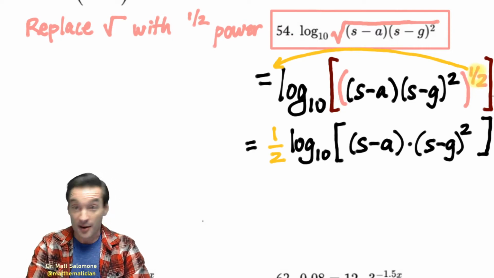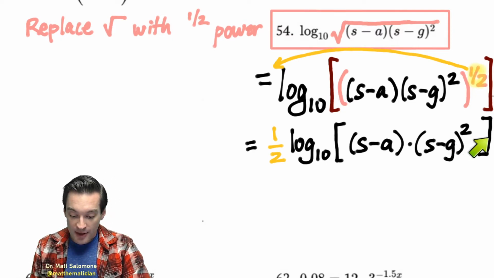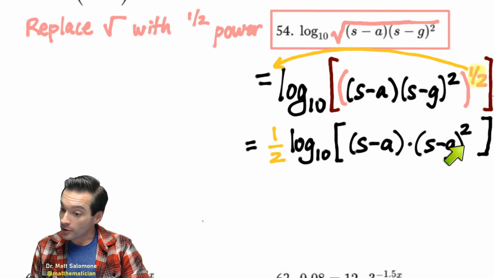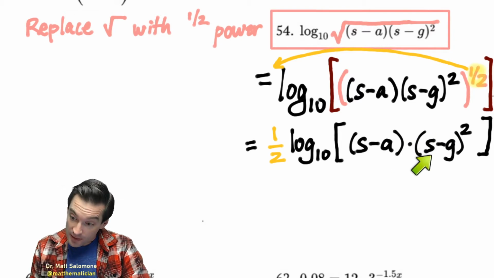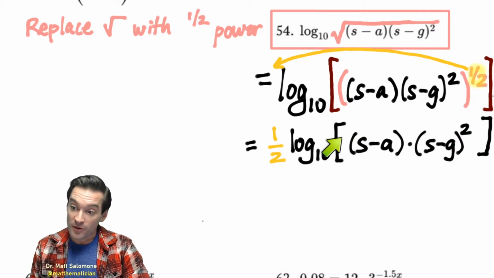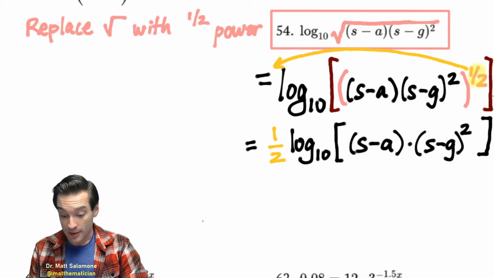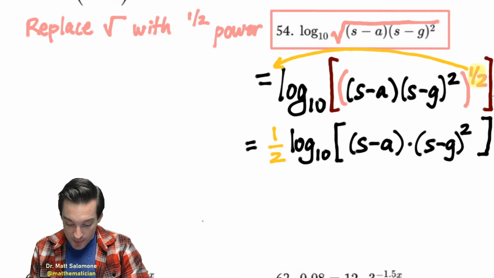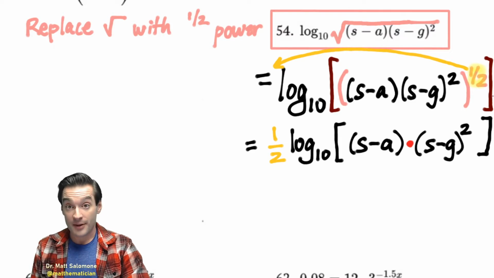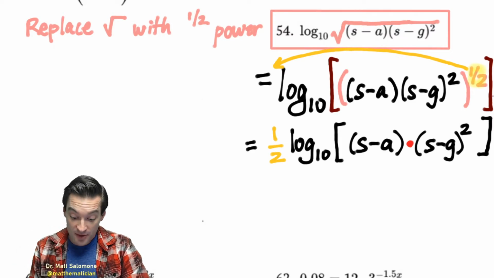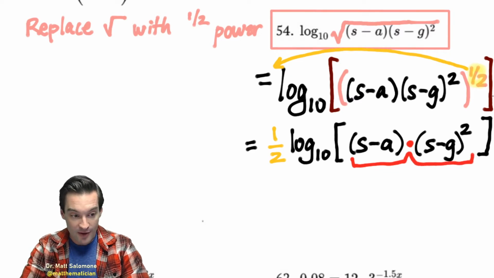So what happens next? Again, thinking about it from the outside in, this second power, according to the order of operations, applies to the s minus g. And this multiplication then connects the s minus g squared with the factor of s minus a that's next to it. So it's actually this multiplication that I can deal with next, because now I'm looking at the base 10 logarithm of a product of two things. And we have a logarithm property for that as well.